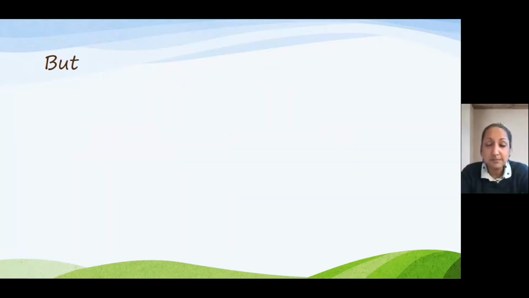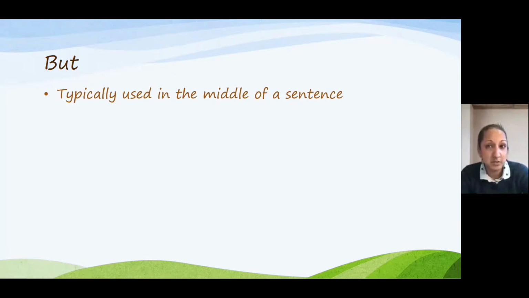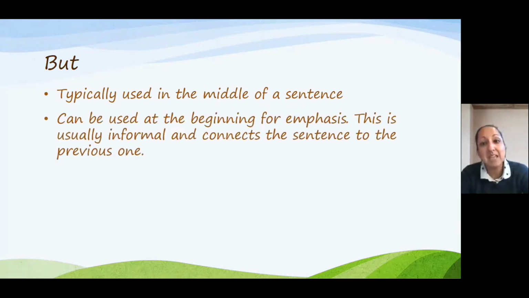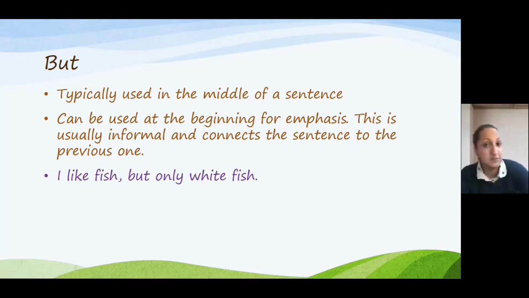Moving on to but. This is when we have one positive idea and one negative one, or a contrast of some kind. We, again, usually use it in the middle of a sentence, but it can be used at the beginning for emphasis. Again, that's usually informal and it connects the sentence to the previous one. For example, I like fish, but only white fish. So it sort of contrasts a little bit. I like fish, but there's a limit. Only white fish, not all fish.